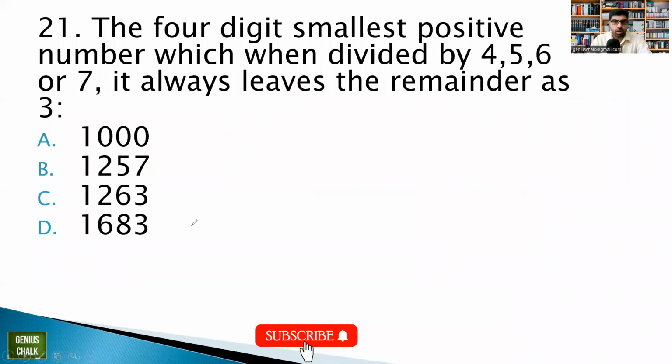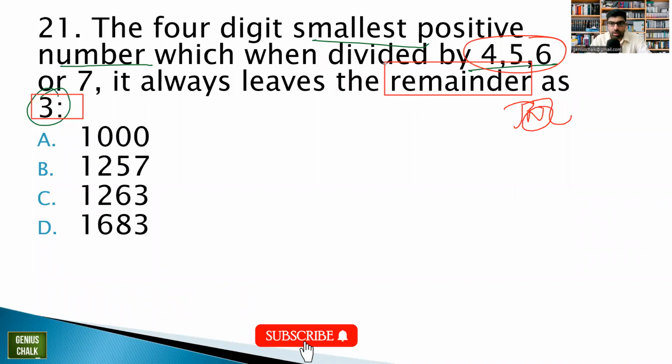Next, the 4-digit smallest positive number divisible by this leaves the remainder this. In this type, again, we are looking for this multiple. So find the LCM, and this is a special type where the remainder is the same. It's the same remainder, not different remainders. So in this case, the answer should be LCM plus the same remainder. Please note this, very important type.